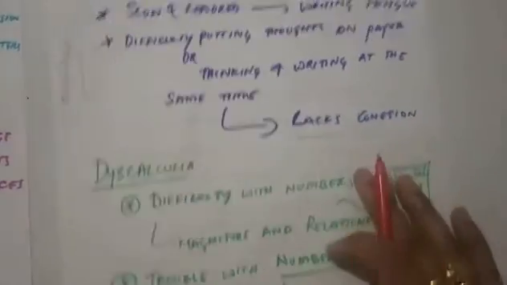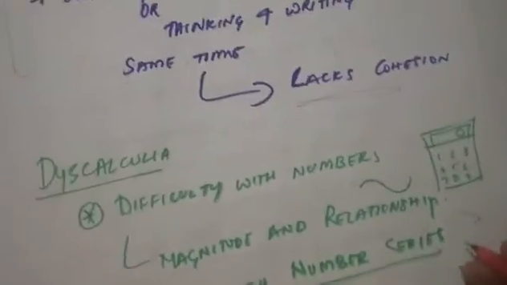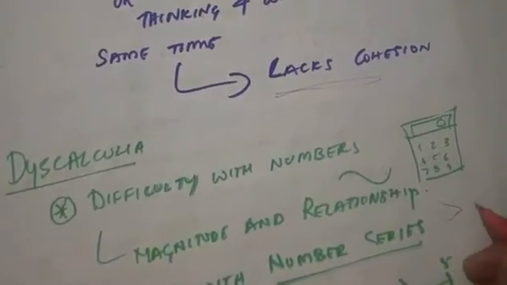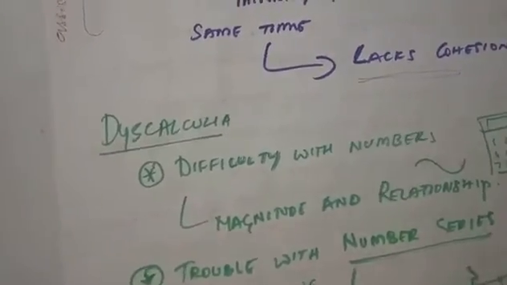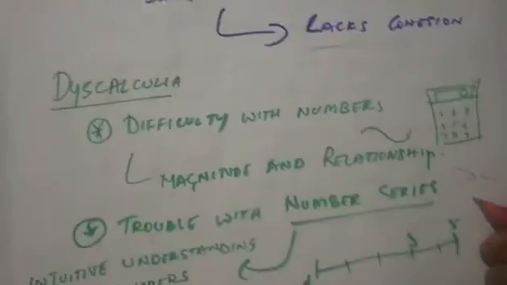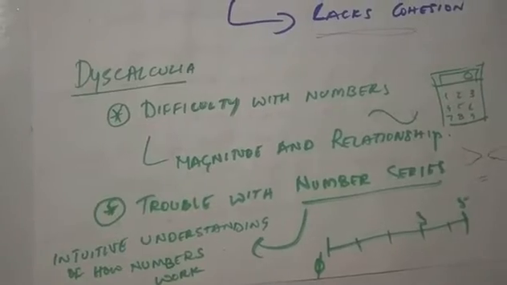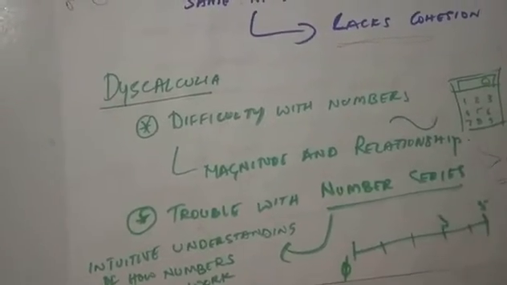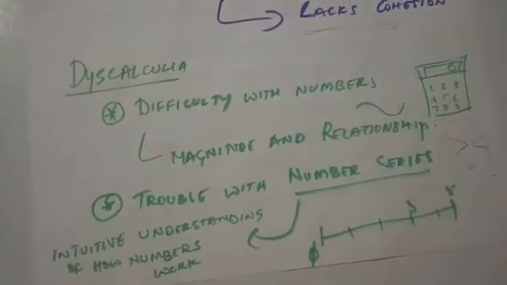You can say that symbols that are used in mathematics, that is greater, lesser. So greater than, lesser than, or equal to. These things are hampered. Whenever you take these things into consideration, these things are hampered.